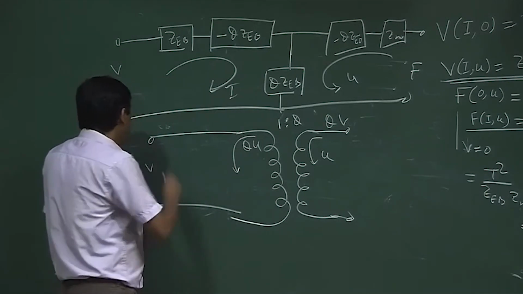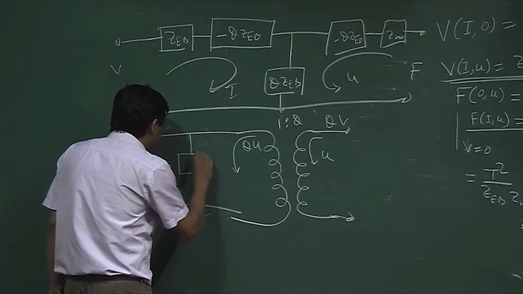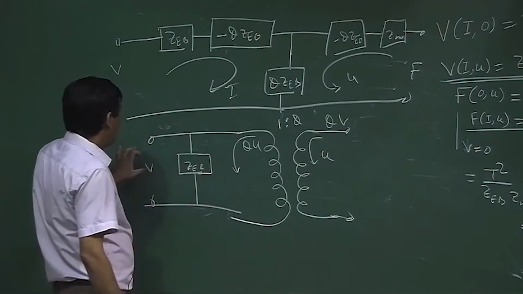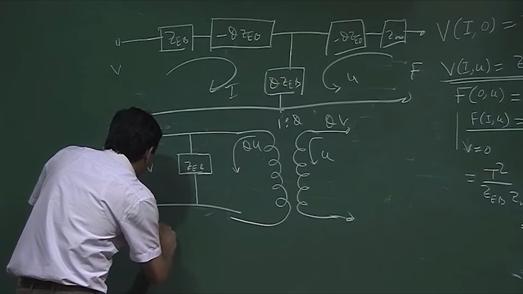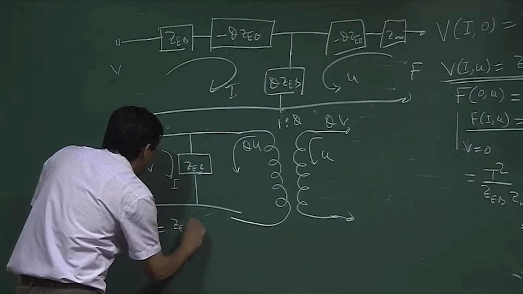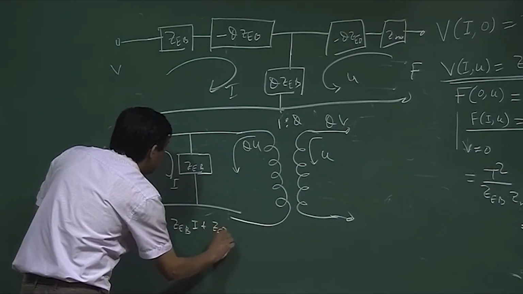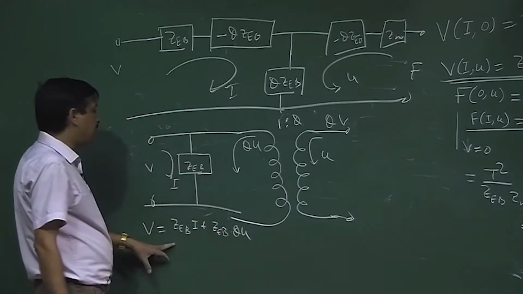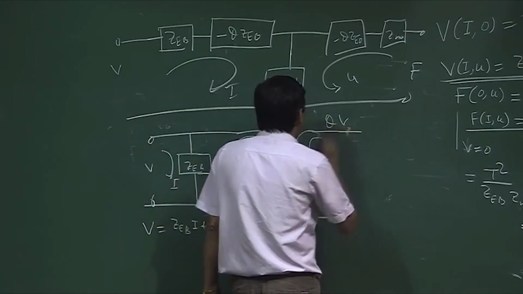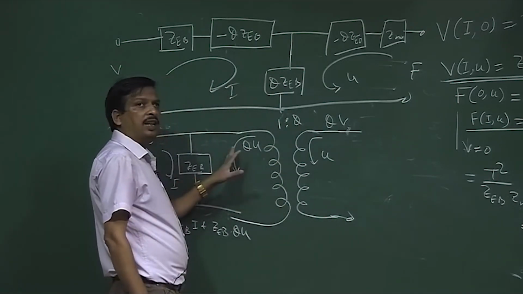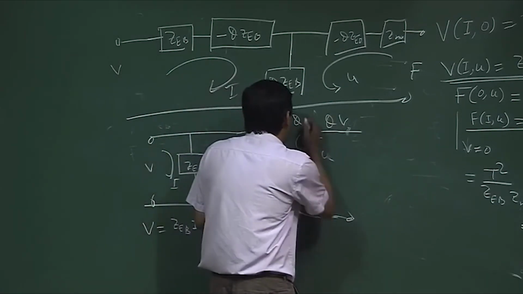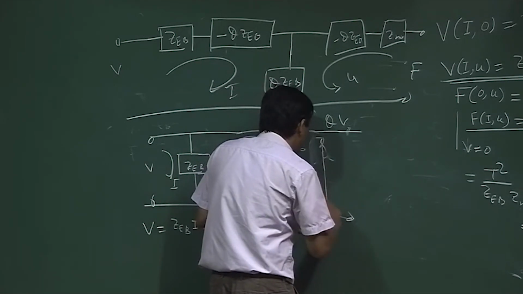Now, on the voltage V side, let us put an impedance here which is ZdB. So, voltage V is nothing but, if current I is flowing here, ZdB into I plus ZdB into phi U, which is the standard first equation. Done. Next, this side. Here I induced phi V voltage, so phi V voltage will be induced in here.